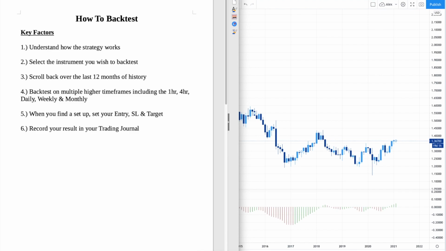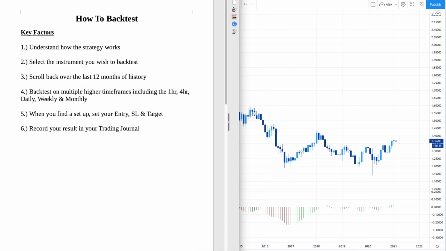Okay, understand how the strategy works. So today we're going to be talking about the MT strategy and how that works, the momentum strategy, MT for short. Select the instrument you wish to backtest. So for me today, I'm going to use the pound dollar as a cable, because that's been very kind to me in terms of success and profit over the last year.